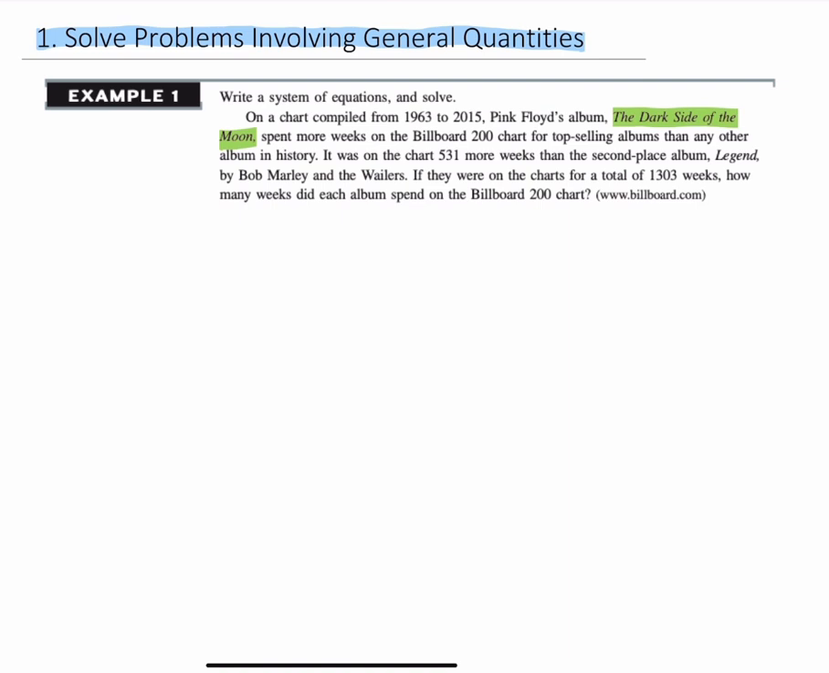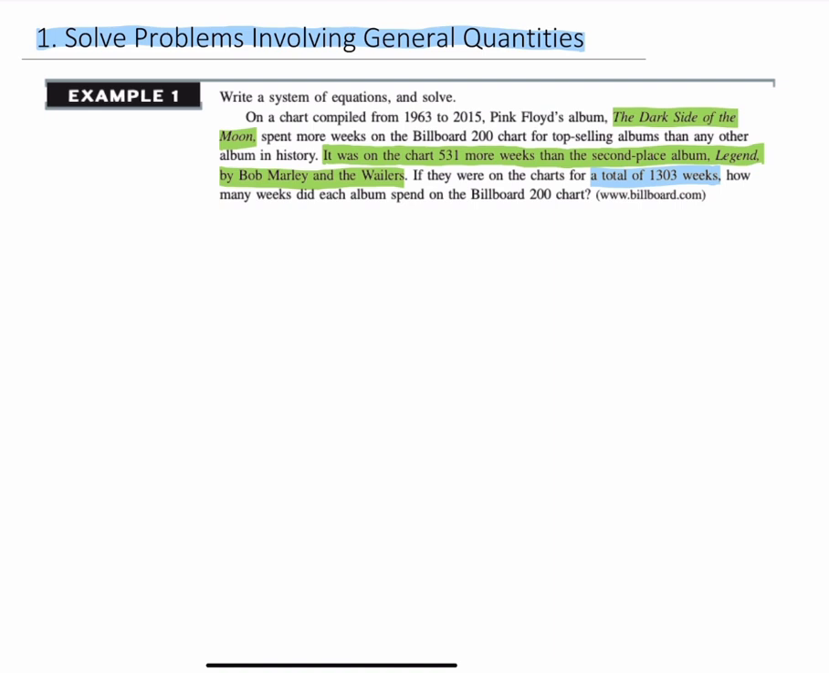But notice here we get our first statement that we can probably build a little equation out of. This was on the chart 531 weeks more than Legend. Then it says if they were on the charts for a total of 1,303 weeks, so there's a total amount. How many weeks did each of them spend on the Billboard 200 chart?